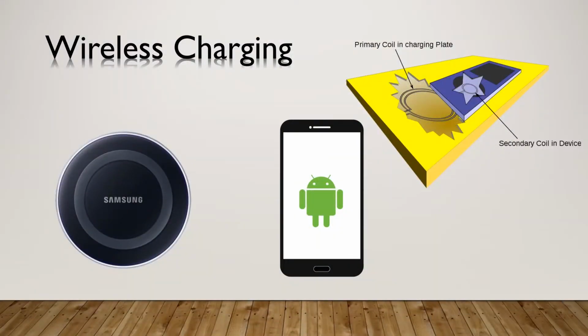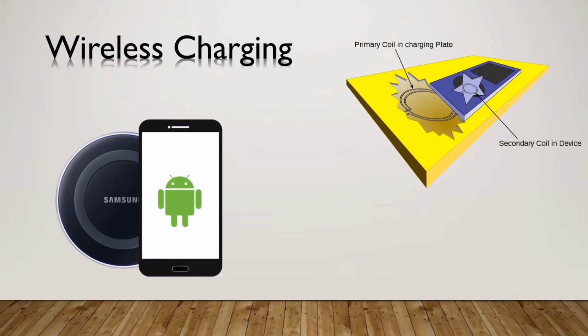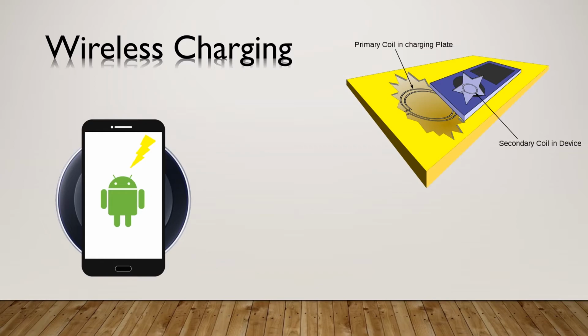Another technology that works on a similar electromagnetic waves principle as of NFC is wireless charging, which uses electromagnetic waves to transfer energy between two devices, unlike NFC, which uses the EM waves for the transfer of data.